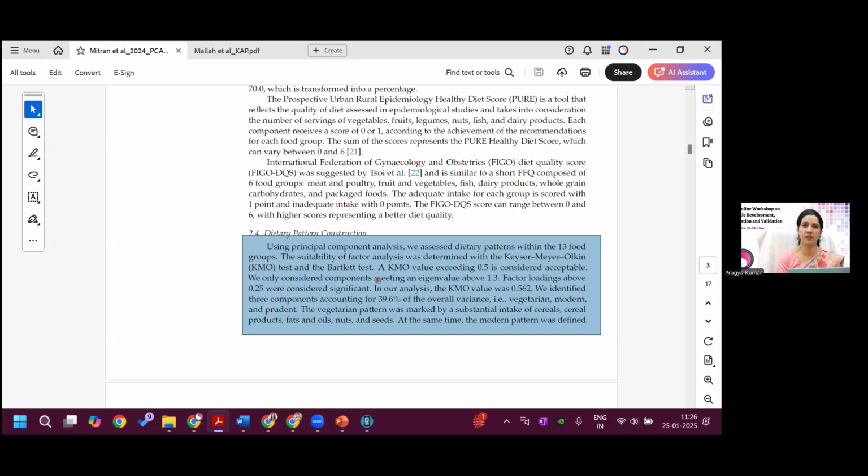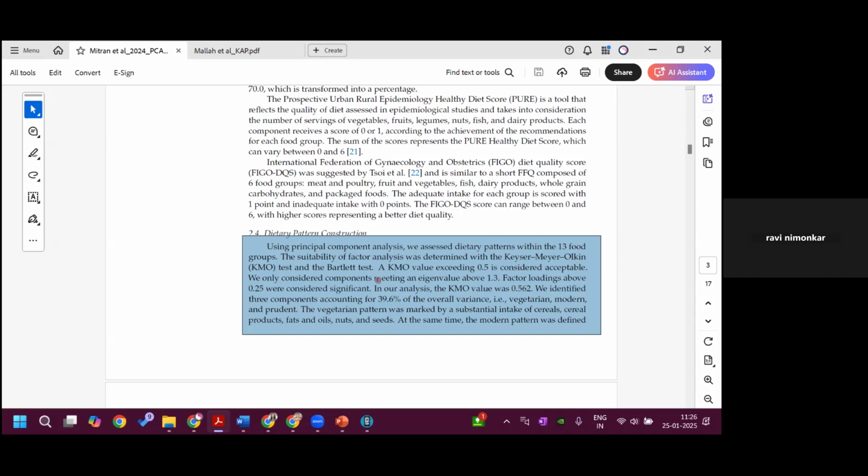Using a principal component analysis, we assess dietary patterns within the 13 food groups. The suitability of factor analysis was determined with the KMO test and the Bartlett's test. A KMO value exceeding 0.5 is considered acceptable. We only considered components meeting an eigenvalue above 1.3. Factor loadings above 0.25 are considered significant. In our analysis, the KMO value was 0.562. We identified three components accounting for nearly 40% of the overall variance, that is vegetarian, modern, and prudent.